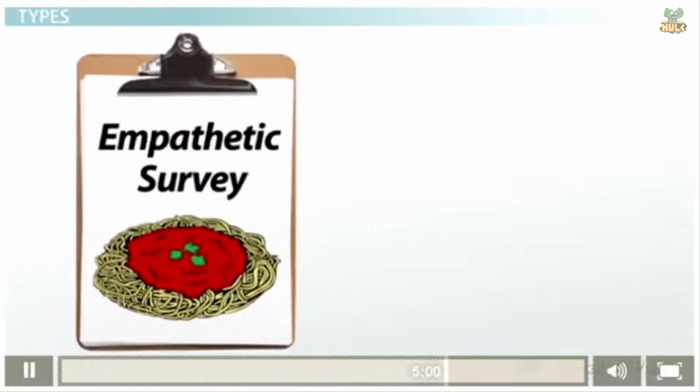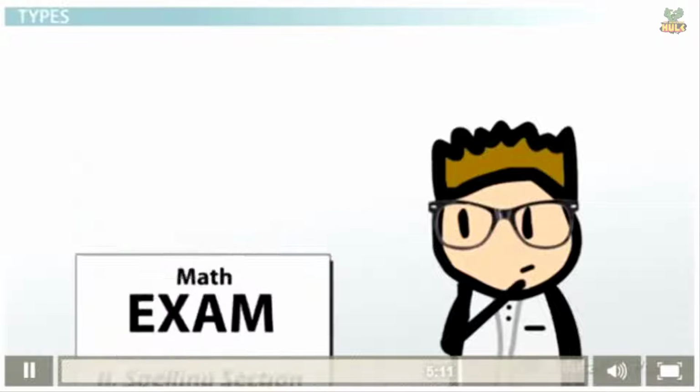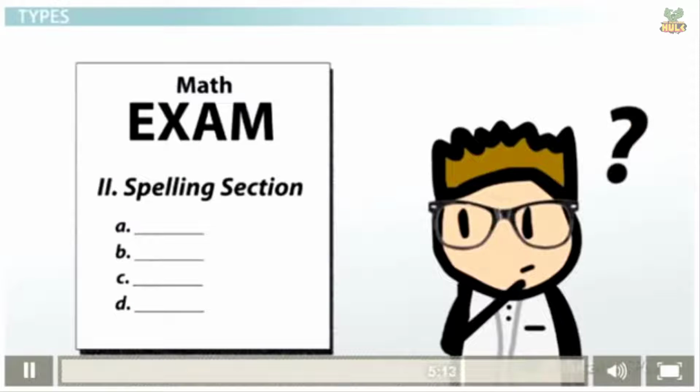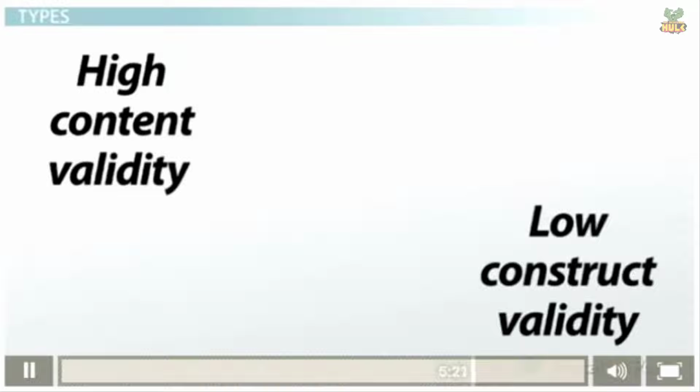If our survey had a question about whether a person liked spaghetti or not, it wouldn't have a high content validity because liking spaghetti has nothing to do with empathy. Likewise, you wouldn't put a spelling question on a math test. That just isn't relevant. Notice that a tool can have high content validity and low construct validity.